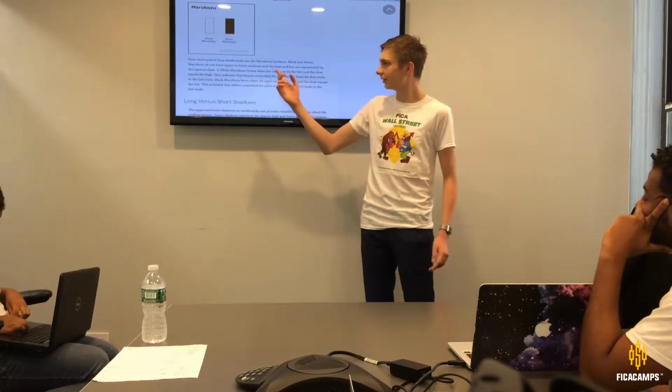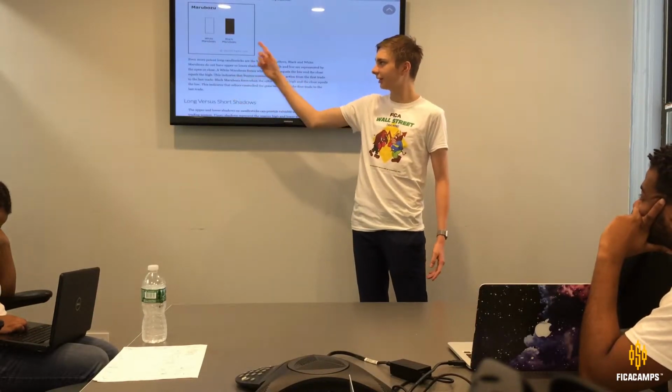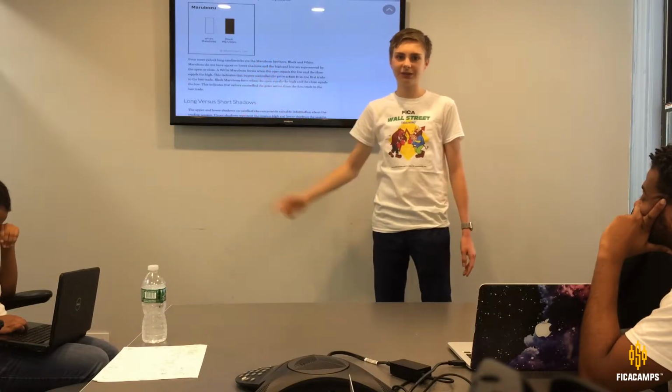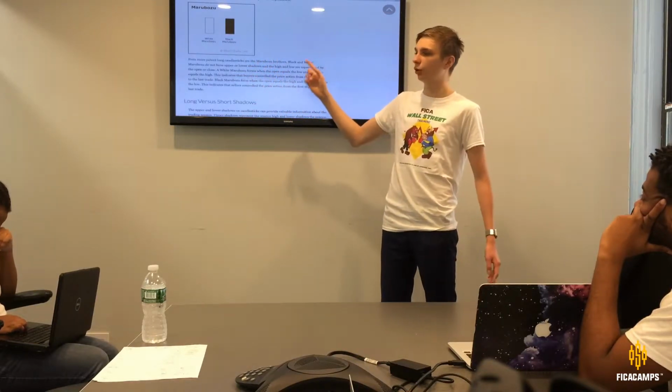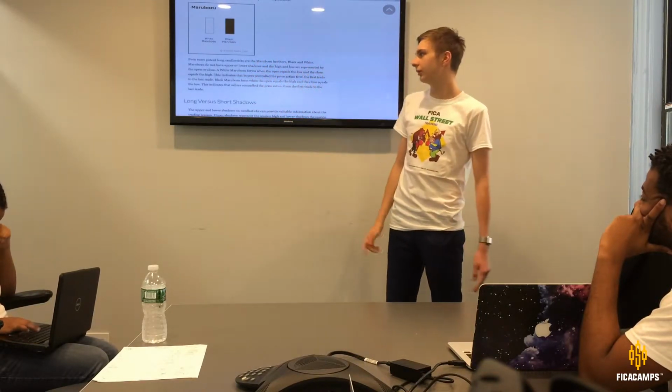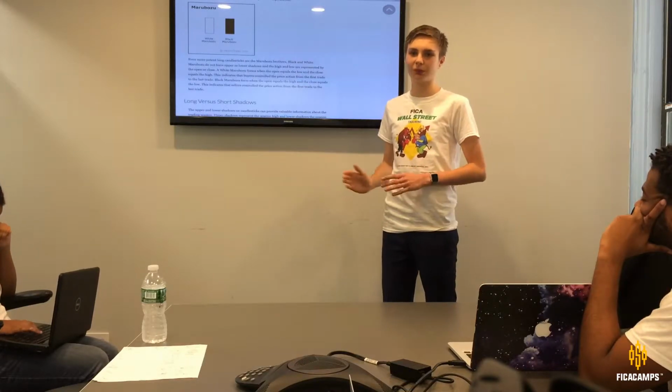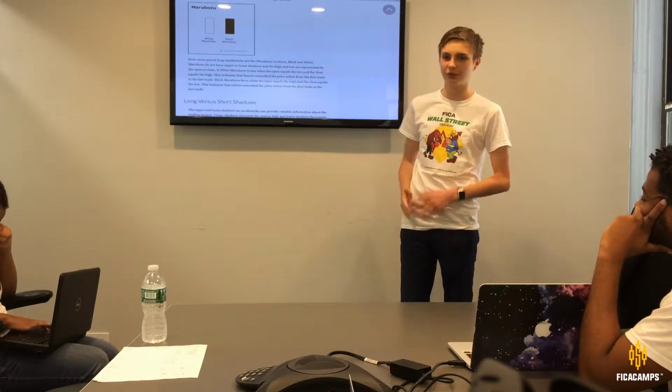And this is a special type of candlestick. It doesn't have any shadows, so the open and close are the high and low. So it's even more significant, like there's more buying pressure or more selling pressure.